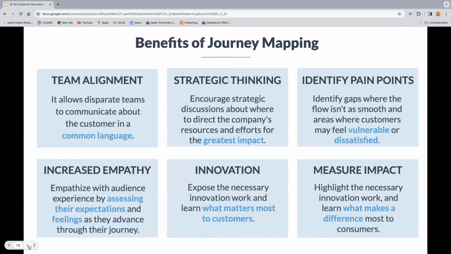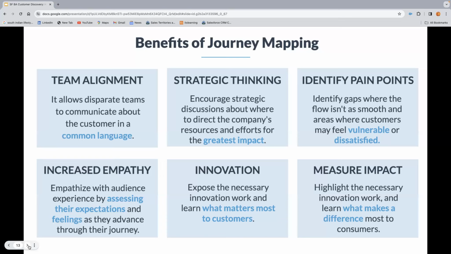Benefits of journey mapping. Team alignment. It allows disparate teams to communicate about the customers in a common language. Strategic thinking. Encourages strategic discussion about where to direct the company's resources and efforts for greatest impact. Identifying pain points. Identify gaps where the flow isn't as smooth, or areas where customers may feel vulnerable or dissatisfied.